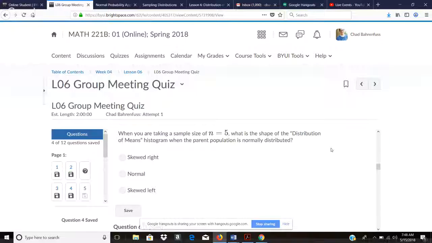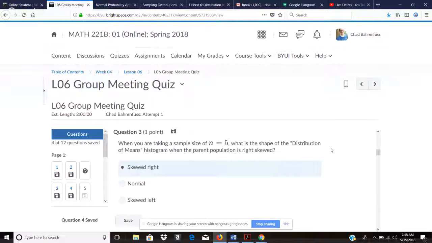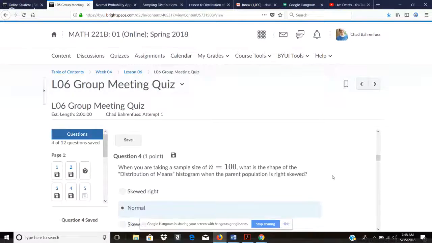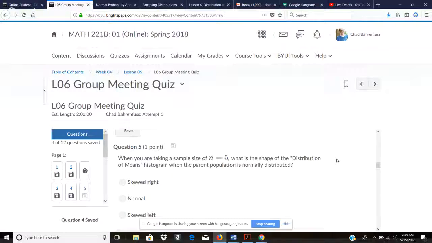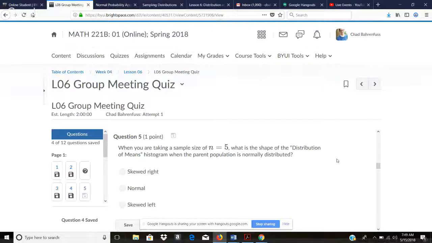You're taking a sample size. What is the shape of the distribution? What was the first? What was this? Is that the same question? You're taking a sample size. Yeah, so 3 is skew right because it's small. And then the next one, the sample size small, when it's normal, it will always be normal. It doesn't matter if it's small or big. If it's normally distributed, it's always going to be a normal distribution.